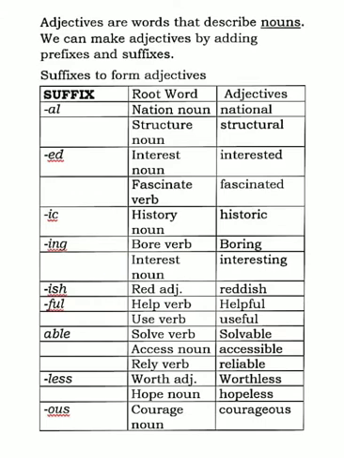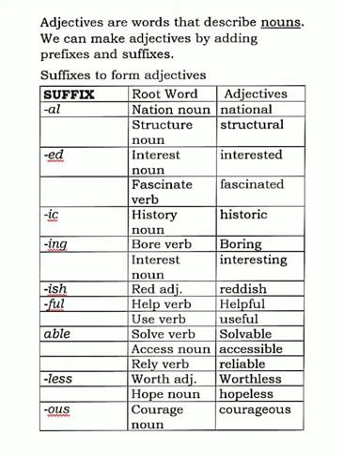So first let's see the suffixes to form adjectives. Suffix al. The root word is nation, and it's a noun, so its adjective form will be national. Structure, structural. Structure is a noun and its adjective form is structural. Now come to the next suffix, ed. Interest is a noun, so the adjective form will be interested. Fascinate is a verb and its adjective form will be fascinated.